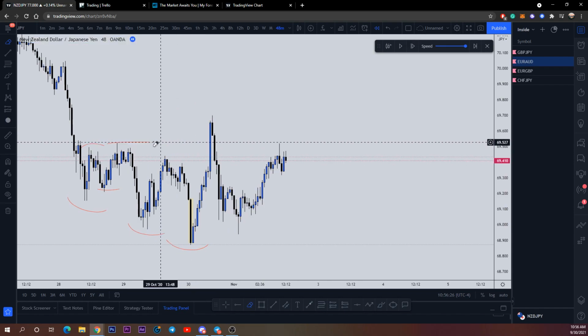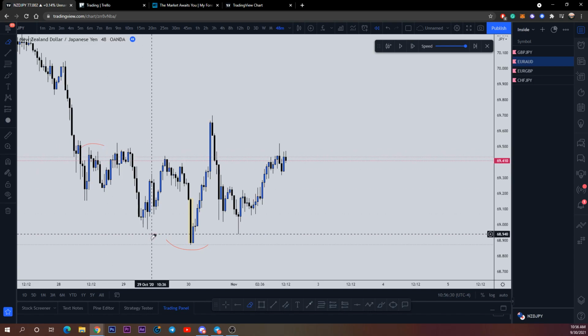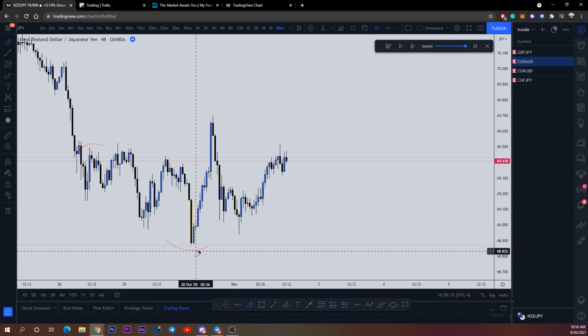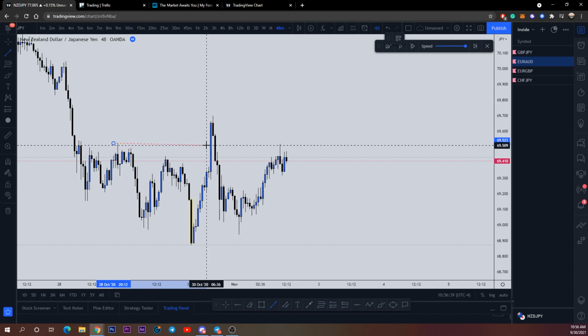So if we're looking at this from just a smart money perspective, we don't even have to put Wyckoff into it. This is a sponsor candle. Okay, this right here is a sponsor candle, and the market rallied and we broke structure towards the upside.